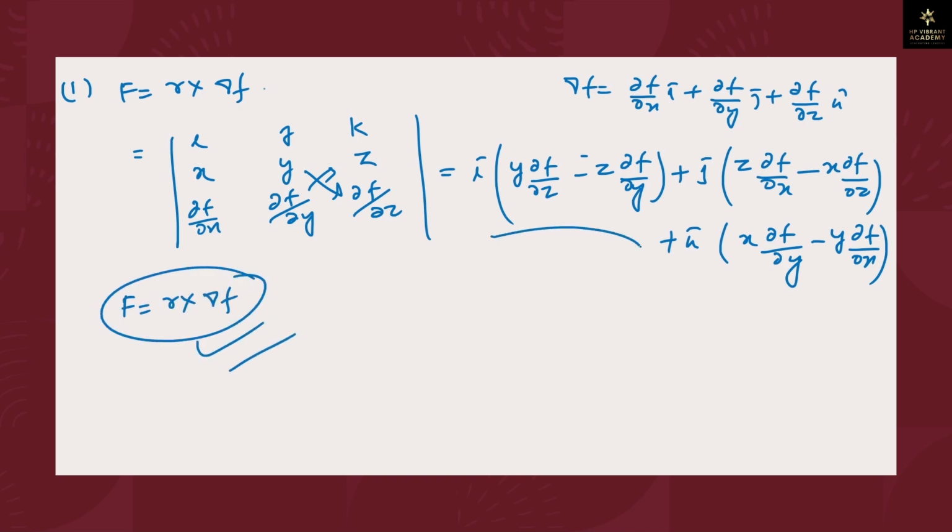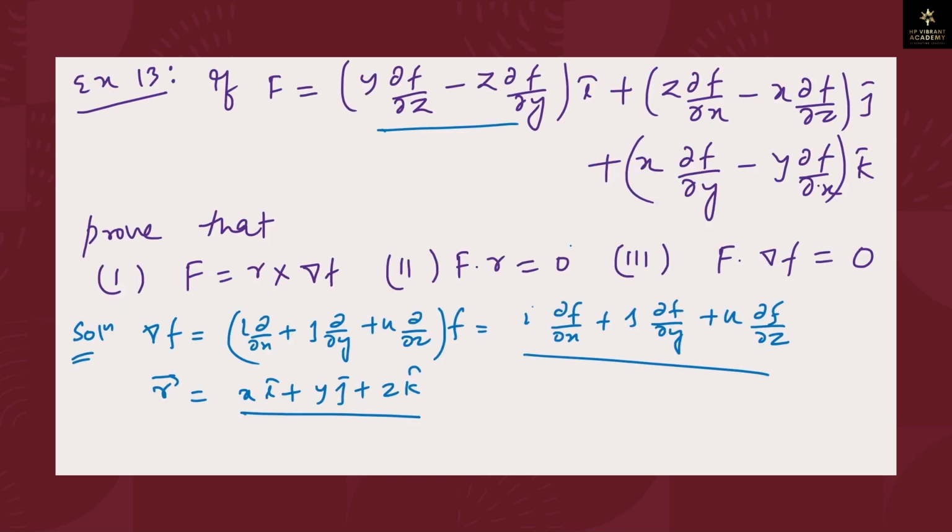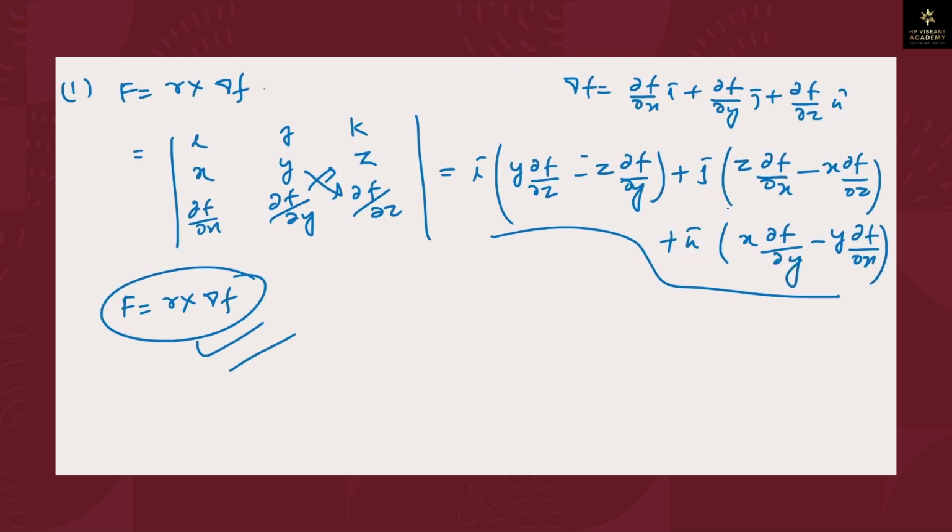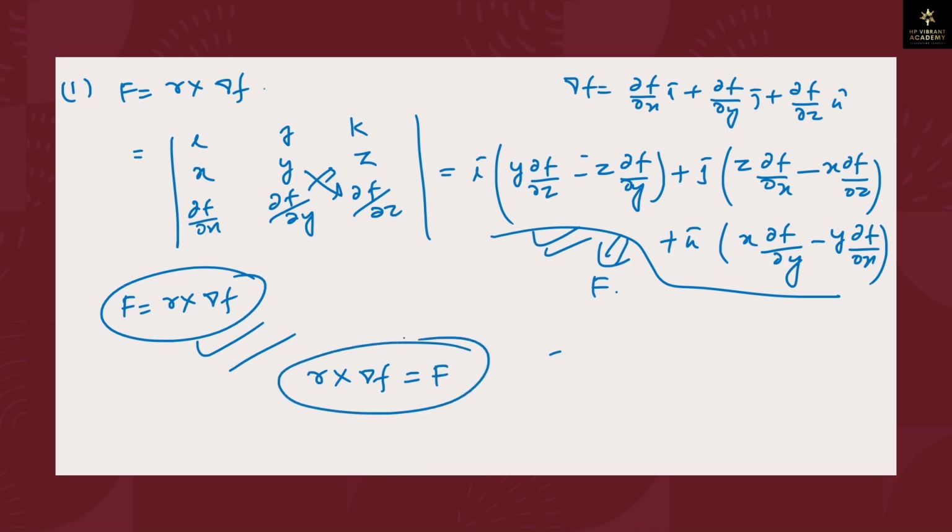Okay, so in the question it is given as this particular expression, this whole expression is f. So this is equal to f. This is basically capital F. So r cross del f we have calculated, and this is equal to this particular expression, and this particular expression is f. Okay, let us solve the second part.